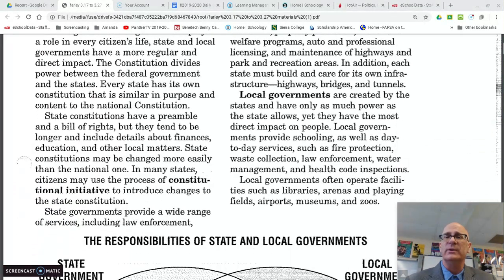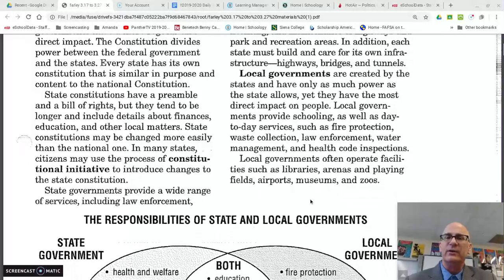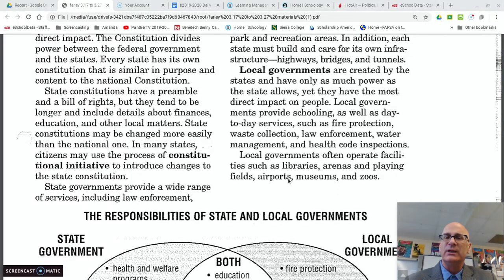Now, local governments are created by the states and have only as much power as the state allows. Yet, local governments have the most direct impact on people. Local governments provide schooling as well as day-to-day services such as fire protection, waste collection, garbage collection, law enforcement, water management, and health code inspections. Also, local governments often operate facilities such as libraries, arenas, and playing fields, airports, museums, and zoos.